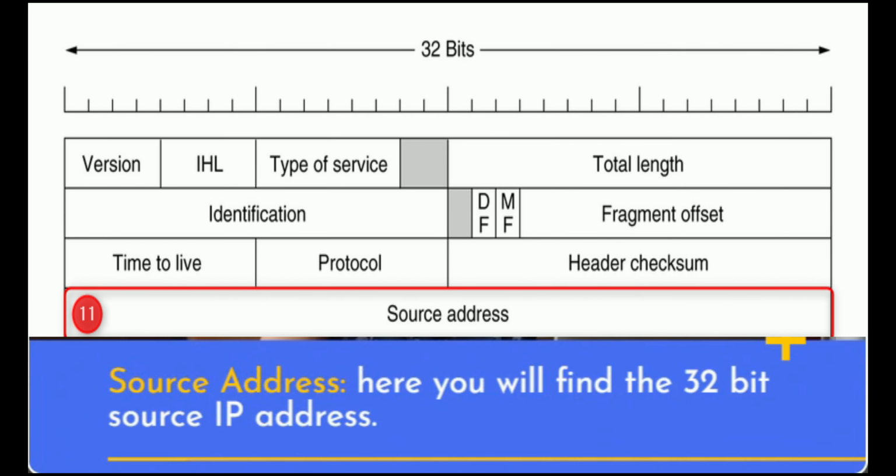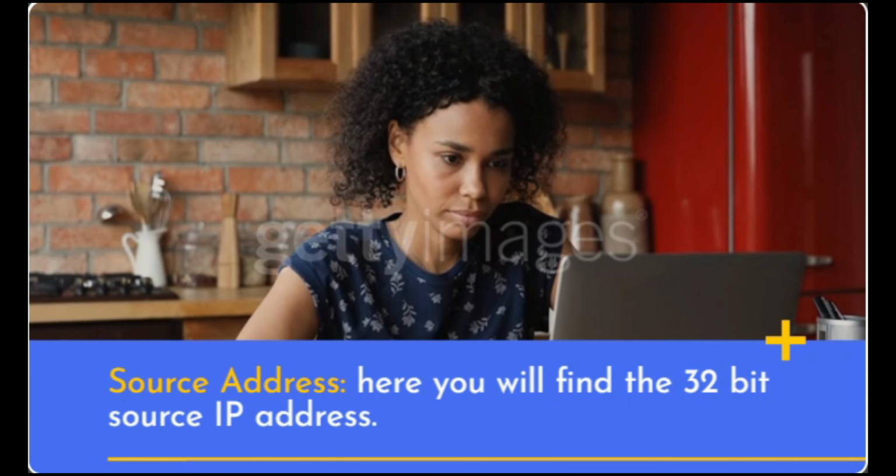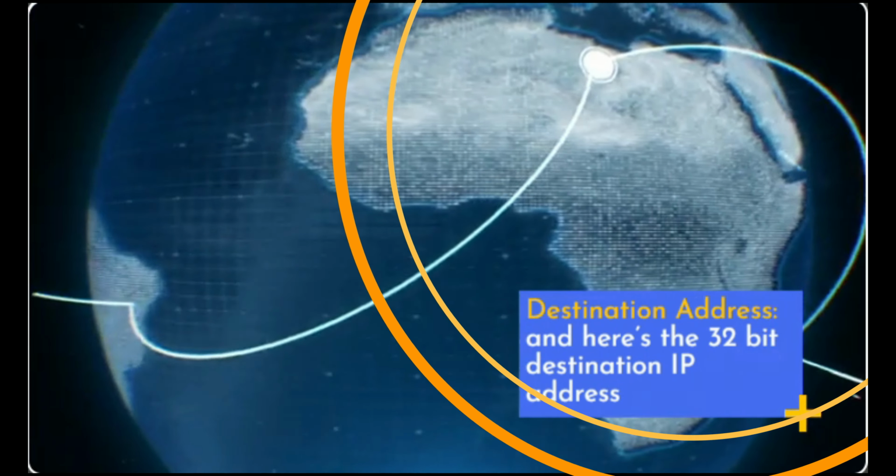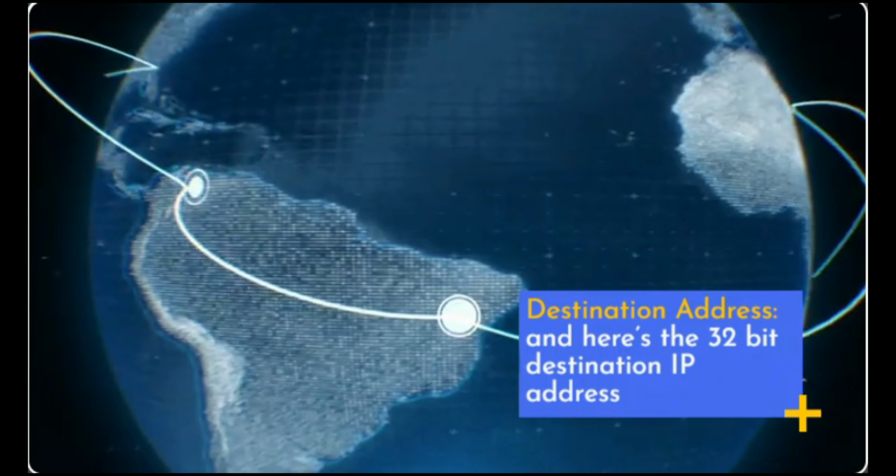Source address: here you will find the 32-bit source IP address. Destination address: and here's the 32-bit destination IP address.